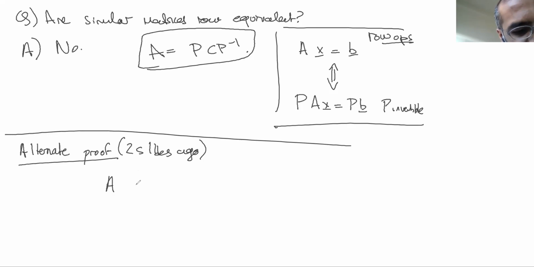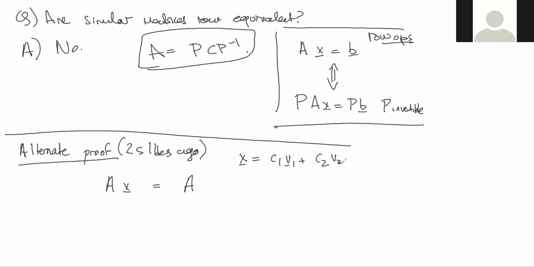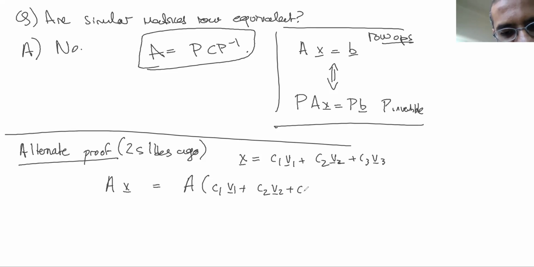Think about what A does to a vector X. Well, you can write X as a linear combination of V1, V2, and V3 because it's a basis, right? That makes sense. So by linearity, this is just C1 V1 plus C2 V2 plus C3 V3. And it doesn't matter where these came from. It just matters that they're a basis.